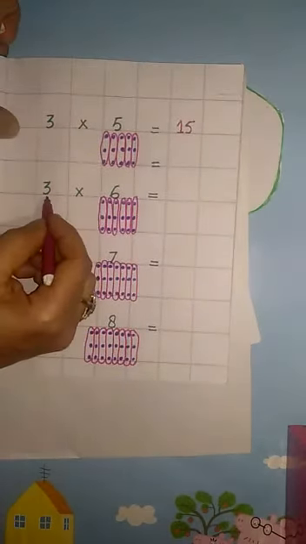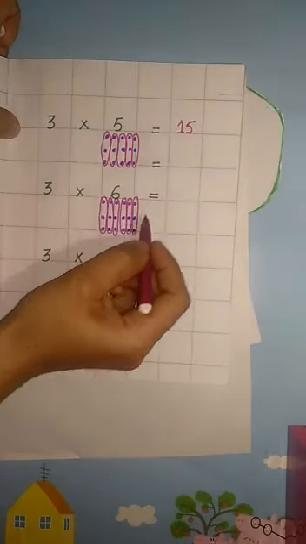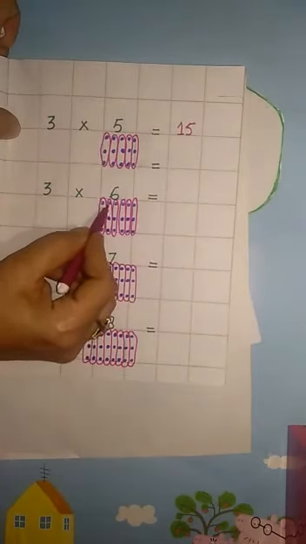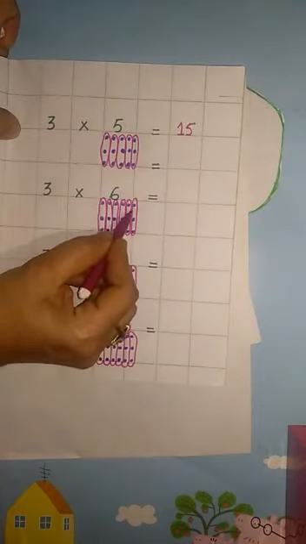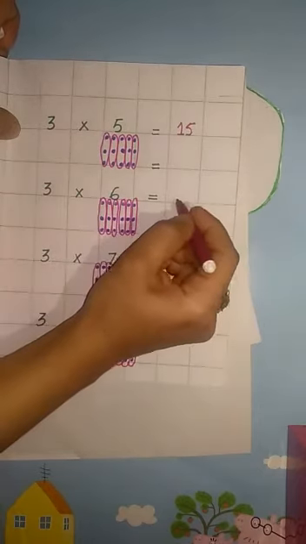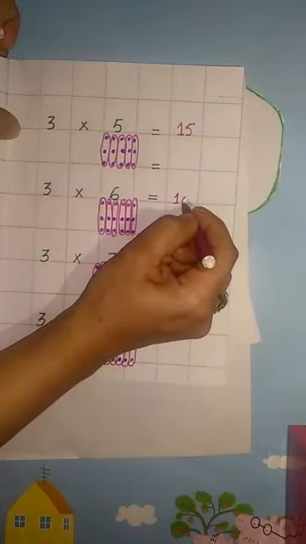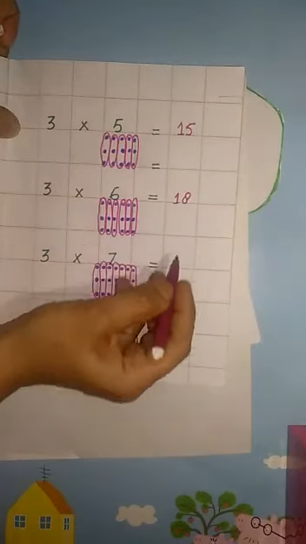3 fours are 1 2 3 4 5 6 7 8 9 10 11 12. 3 fives are 1 2 3 4 5 6 7 8 9 10 11 12 13 14 15. 3 fives are 15. 3 sixes are 18.